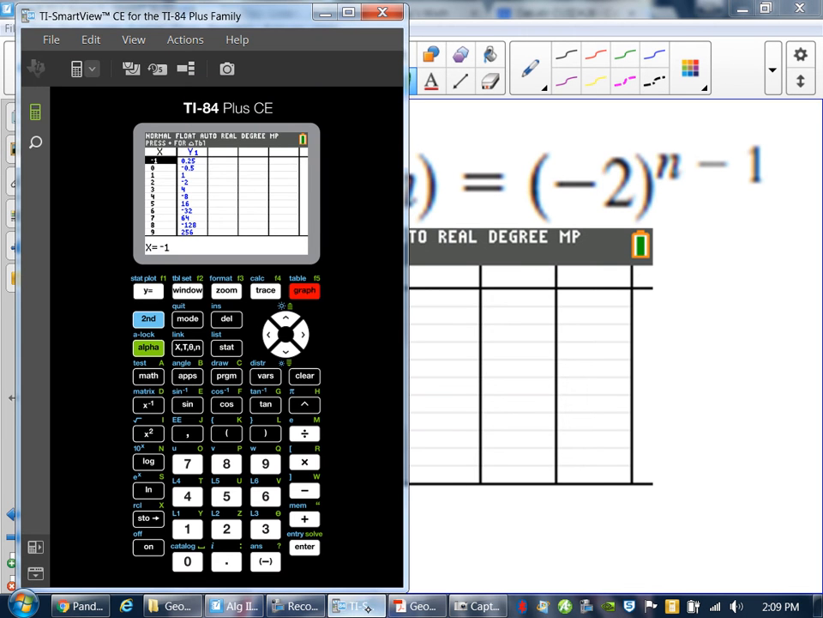Did I not get that? No, you're right. Negative 2. Just hit graph. Oh, you're at 318. What the heck? So right now it's asking you to start your table at 318.